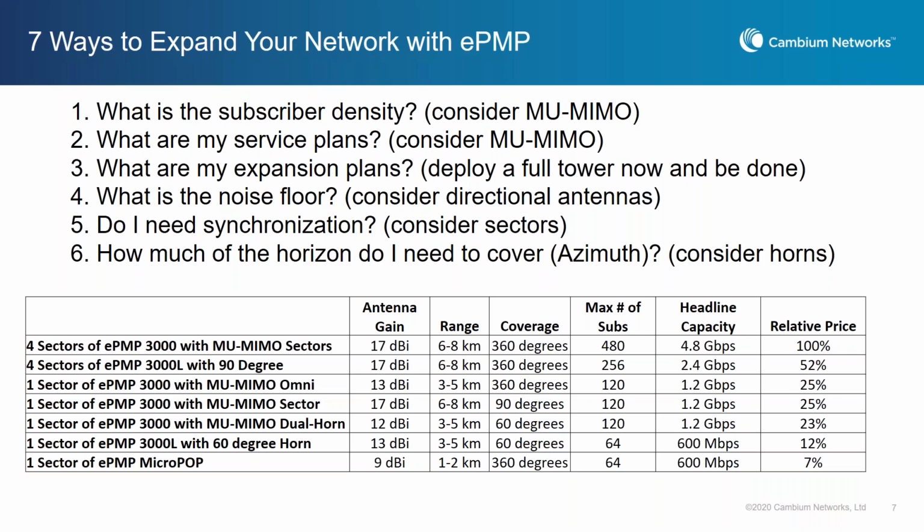We can scale that back to its little brother, which is based on the 3000L, which is a 2x2 access point. You get less capacity, fewer subscribers, but it's a lower cost solution. Then we also offer different antenna options. So you've got the Omnis, you've got sectors, and you've got dual horn antennas, which I'll talk about, and horn antennas. And then of course, all the way at the lowest price point to get started with just a handful of customers on a short range would be the ePMP MicroPOP.